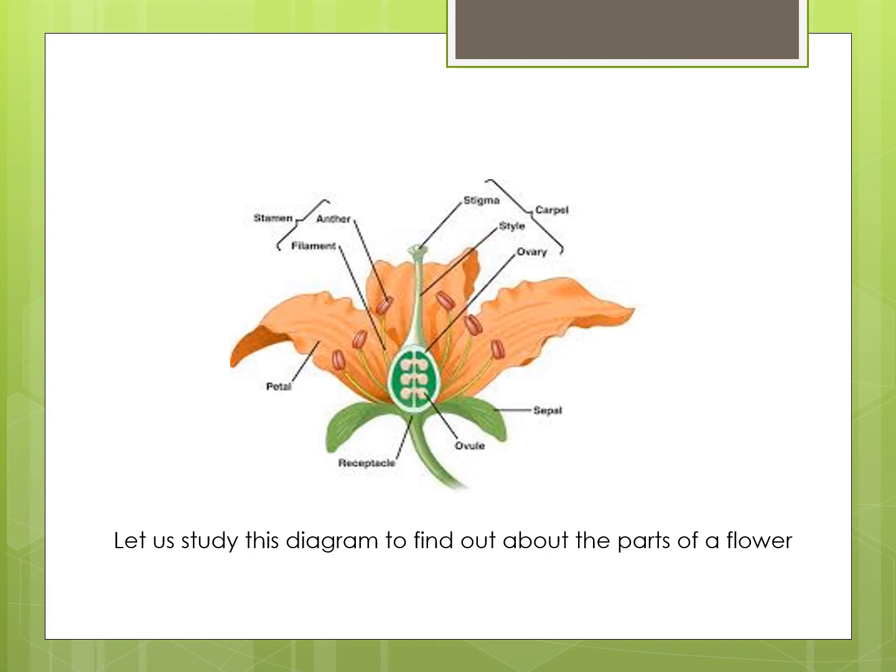So, we will now study this diagram to find out about the parts of a flower. What are the parts of a flower? The petals surround the male and female parts of the flower.